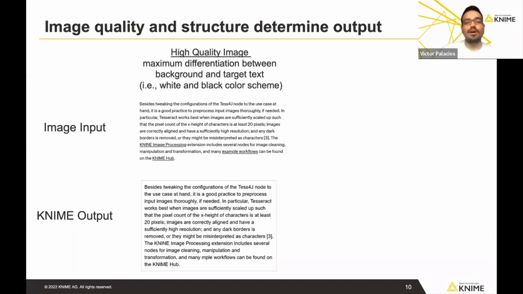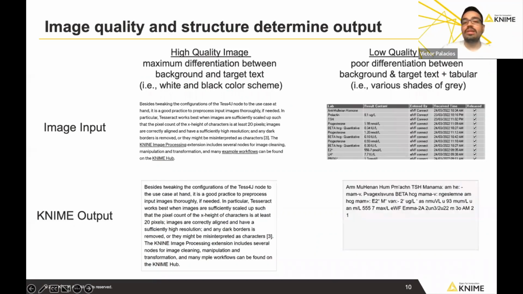Now, let's look at the opposite case. We now have a low quality image, and it has poor differentiation between the background and the target text. Not only that, but it's tabular. You can imagine that a table, which is an image, which is being OCR'd, is going to give you a lot of problems. This is something we see a lot, even nowadays with paid software: converting a table, which is an image, into actual text is quite difficult. And you can see here the results are very poor.